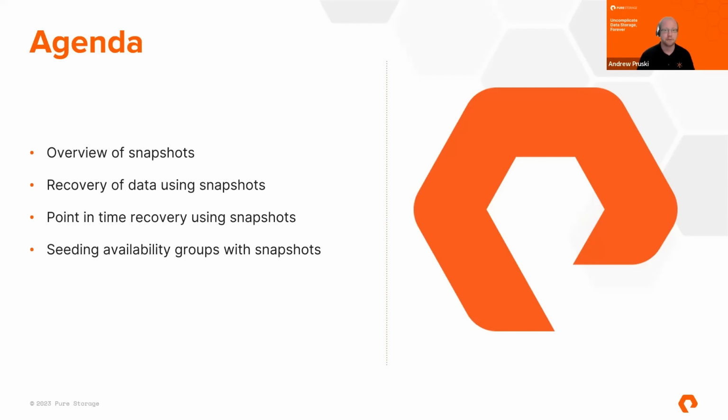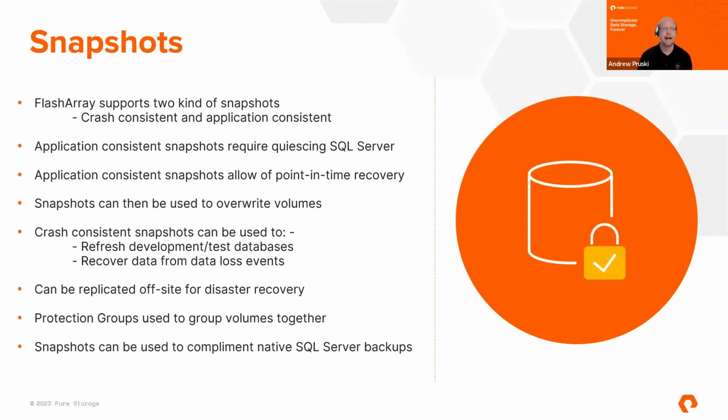So we have two kinds of snapshots, well, there are only two that Pure Storage support, and that is crash consistent and application consistent snapshots. Crash consistent snapshots are just a snapshot of volumes at a point in time. So for us as SQL Server folks, that is our data and our log volumes.